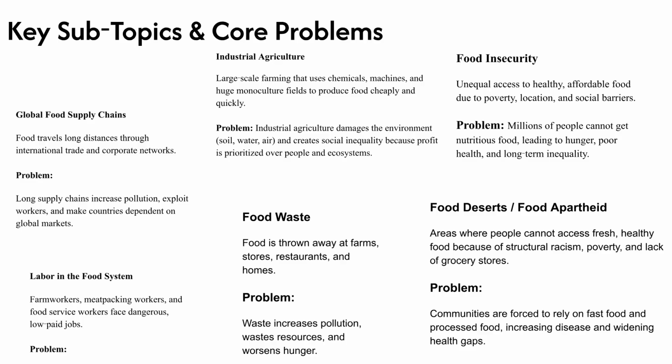Industrial agriculture. Industrial agriculture uses chemicals, machines, and huge monoculture fields to produce food quickly and cheaply. But this system damages soil, water, and air, and it creates social inequality because profit is prioritized over people and ecosystems. Food insecurity. Food insecurity happens when people cannot access healthy, affordable food due to poverty, location, or social barriers. Millions of people struggle to get nutritious food, leading to hunger, poor health, and long-term inequality.